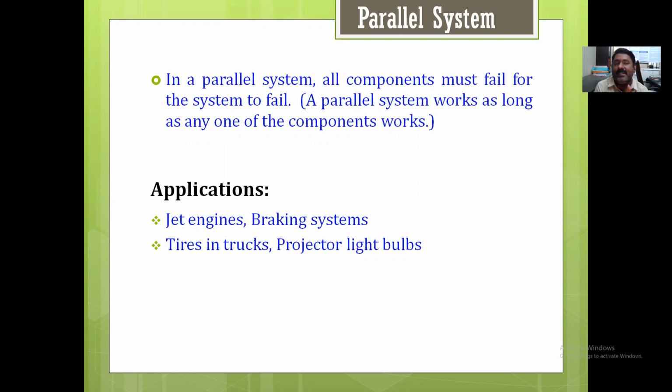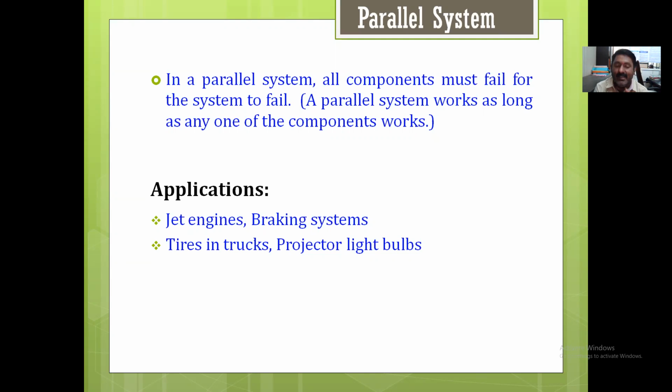If 10 are there and 9 fail, the system is still going on, still working, still operational, because that last one is also working. So until and unless all components fail, the system will not fail. A parallel system works as long as any one of the components works. Very simple, in simple words.